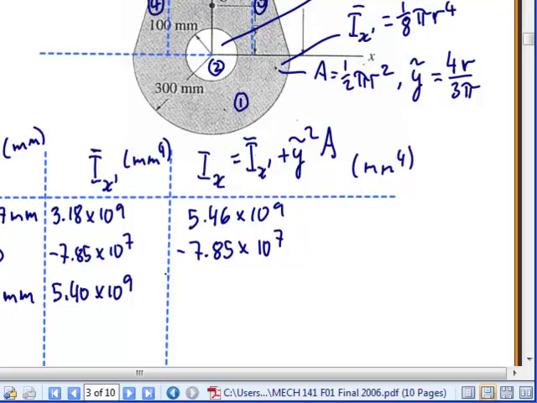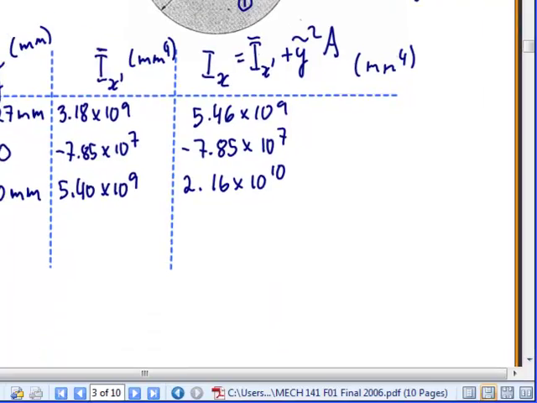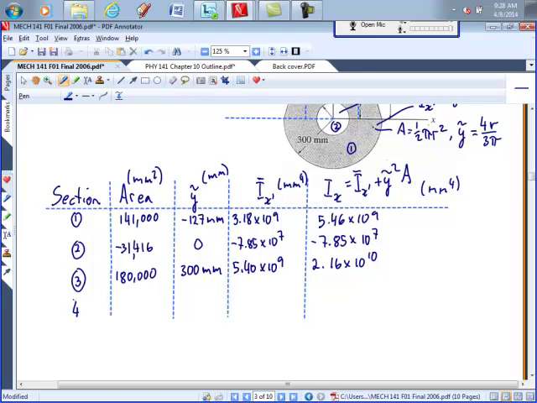And then parallel axis theorem. 2.16 times 10 to the 9. All right. Section 4.